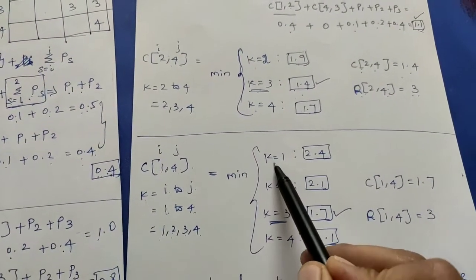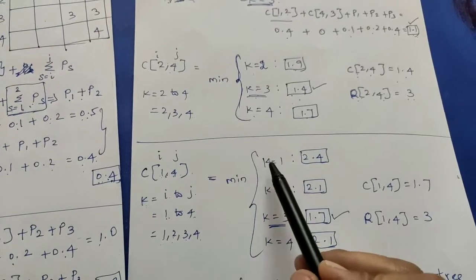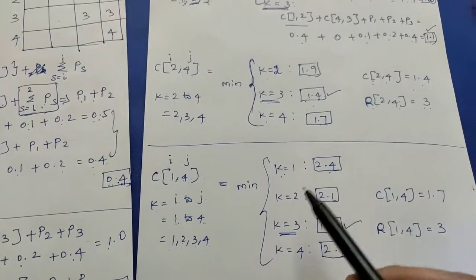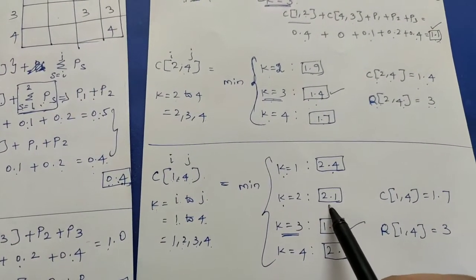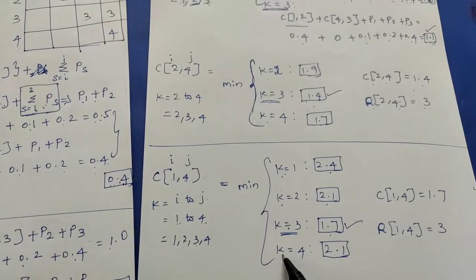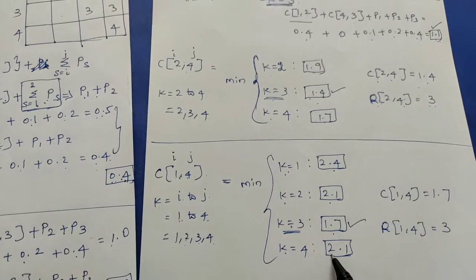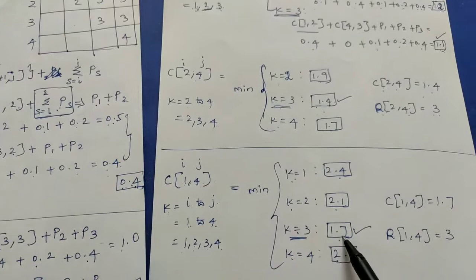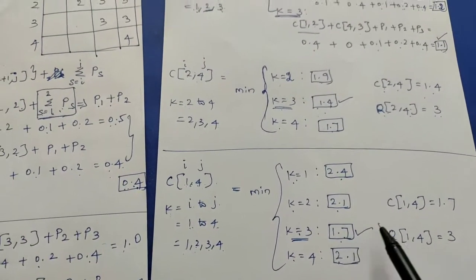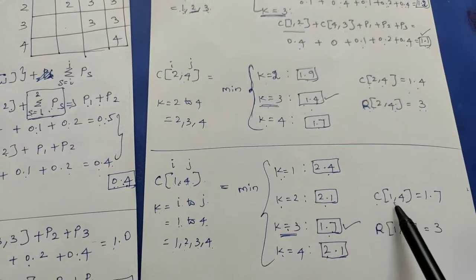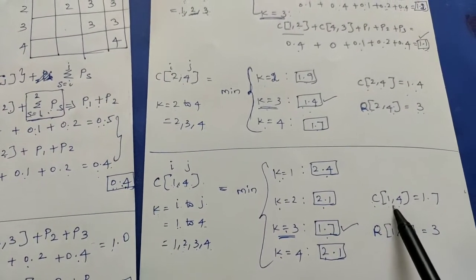If you process this location for k equal to 1 using the same formula, you will get the value as 2.4. For k equal to 2, you will get the value as 2.1. For k equal to 3, you will get the value as 1.7. For k equal to 4, you will get the value as 2.1. Out of these 4 values, which is minimum? The value 1.7 is minimum. So go to your cost table. In the location 1 comma 4 of your cost table, fill the minimum value as 1.7.